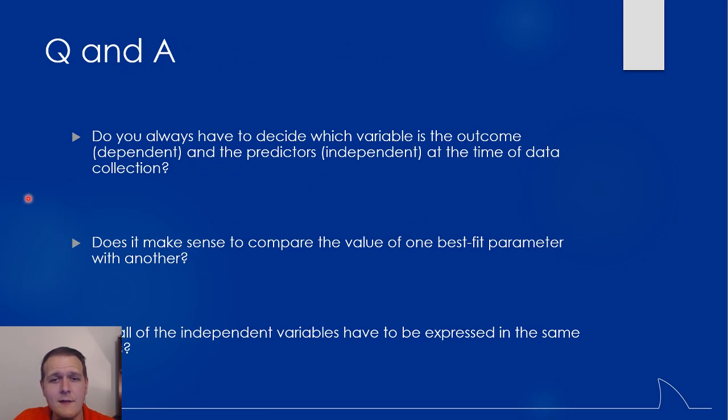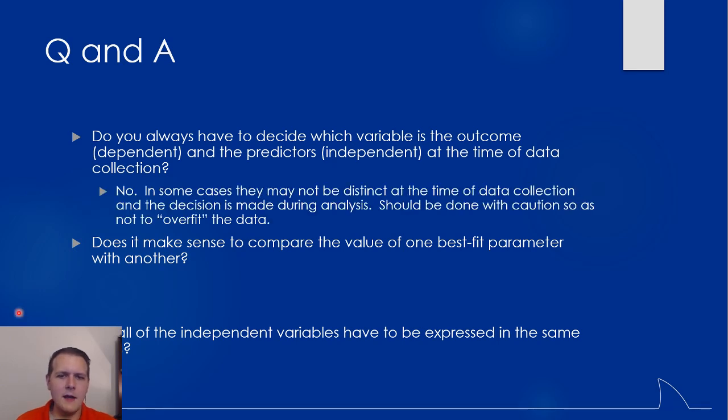So do you always have to decide which variable is going to be the outcome dependent variable and the predictors the independent variables at the time of data collection? Not necessarily, but in some cases it may not really be clear until you start doing the data analysis in terms of what you want the outcomes to be versus the actual independent variables there. However, you've got to be careful not to overfit the data, finding as many variables as possible to predict your outcome, because then it may not really be generalizable to a greater population.